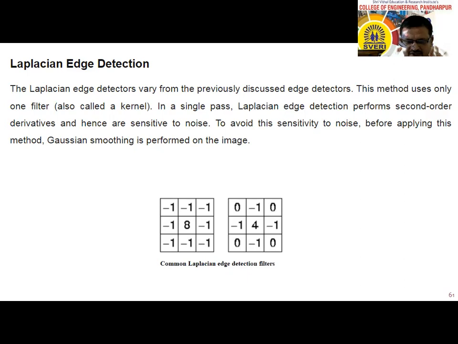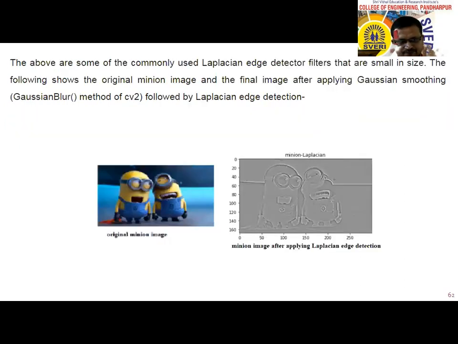Therefore, common Laplacian edge detection filters, these two matrices are there. That is minus 1, minus 1, minus 1, minus 1, 8, minus 1, minus 1, minus 1, minus 1. Then another matrix 0, minus 1, 0, minus 1, 4, minus 1, 0, minus 1, 0. See that this is Laplacian edge detection. The above are some of the commonly used Laplacian edge detector filters that are small in size.